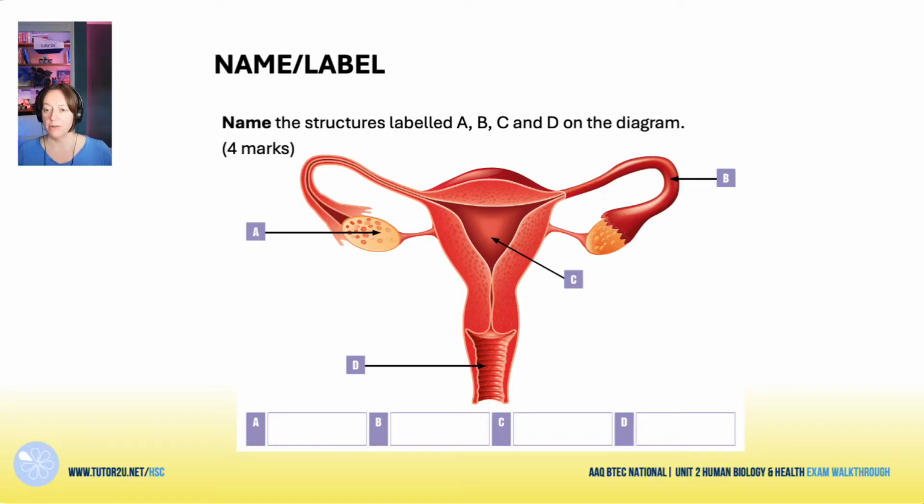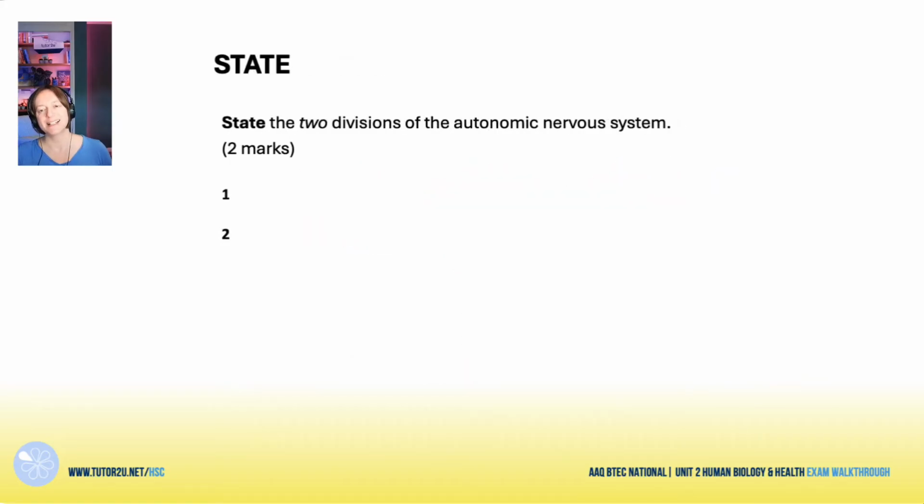So this is the female reproductive system that I can see in front of me. So I know that A is the ovary, so that would give me a mark. B is the fallopian tube, and that would get me another mark. C is the uterus for another mark, and then D is the vagina for the 4th mark. Really like these questions.